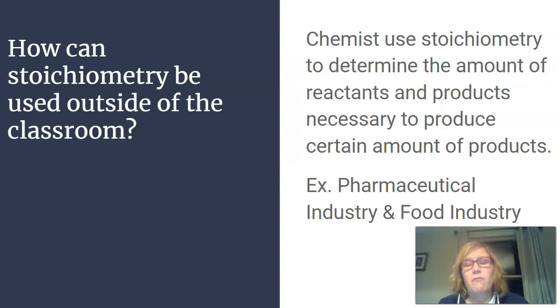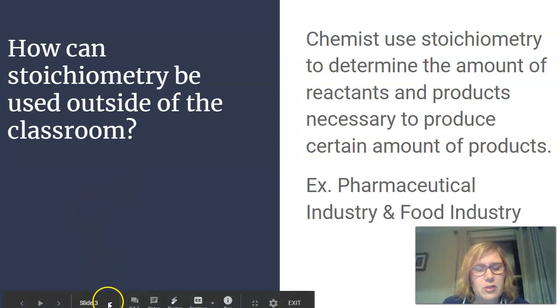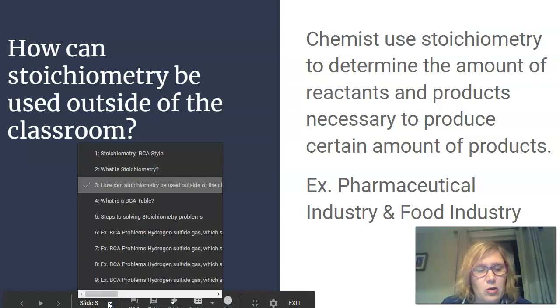The pharmaceutical industry uses it, and considering the time that we're living in right now, if they're trying to find a vaccine for the virus, they would figure out what their main ingredient is and use that to determine how much product they could make. The food industry uses it because we live in a society where people don't cook for themselves anymore. So companies are figuring out how much of the reactant they have to make a product. So we do use it in everyday life. It just won't be exactly the way it looks for us today.